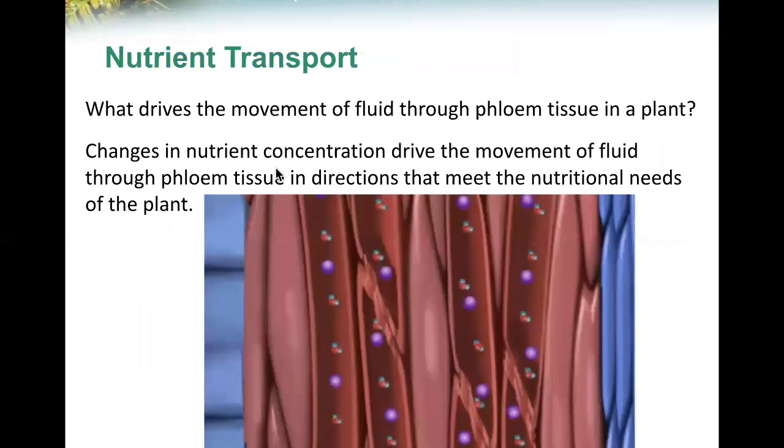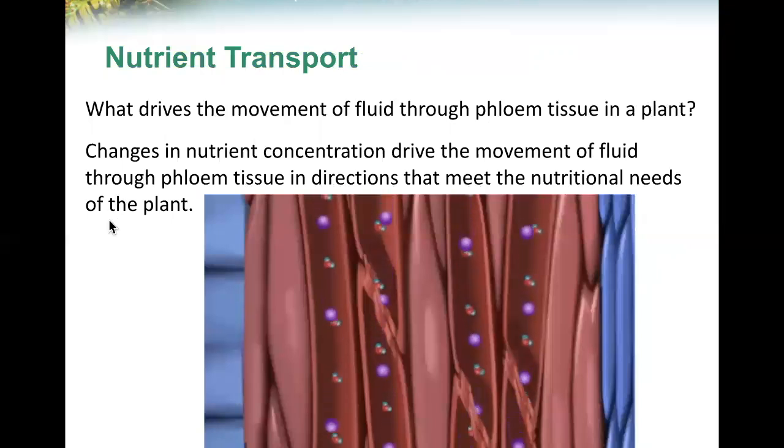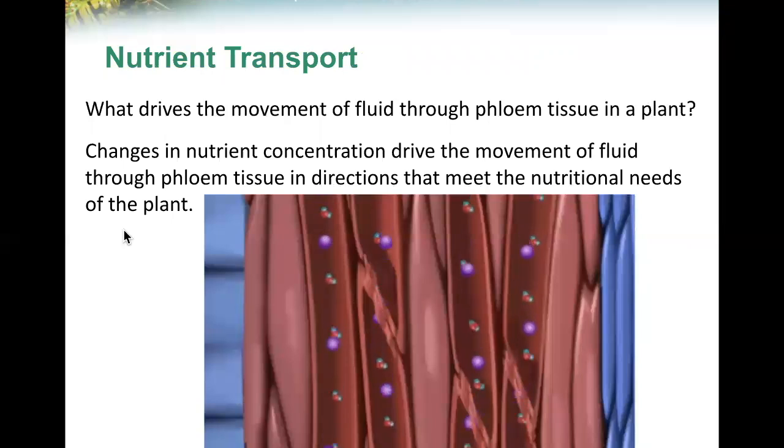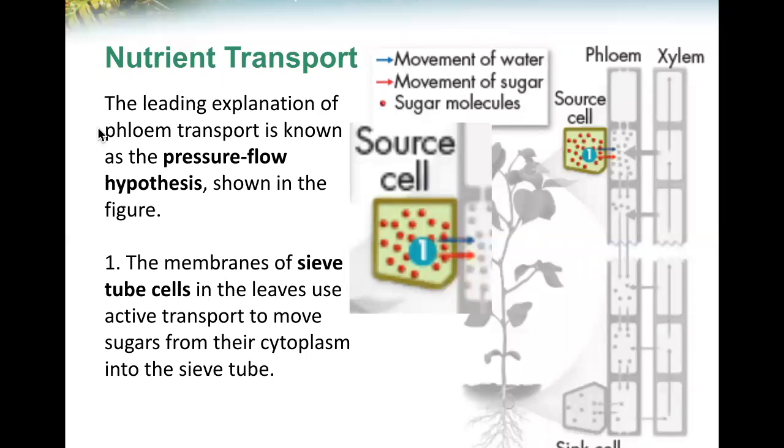So what drives movement of fluid through the phloem tissue in a plant? Changes in nutrient concentration drive the movement of fluid through the phloem tissue in directions that meet the nutritional needs of the plant. The leading explanation of phloem transport is known as the pressure flow hypothesis, shown in the figure.